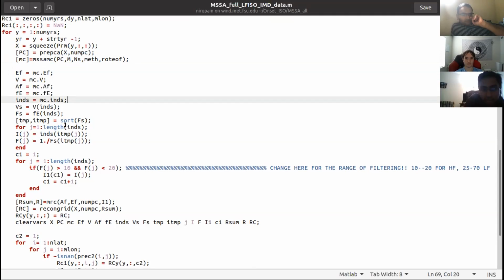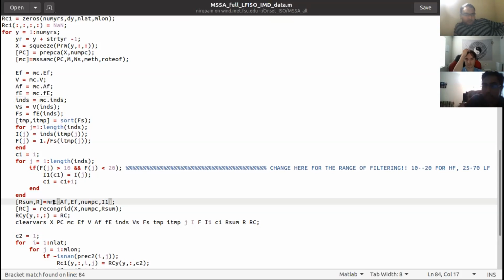You can just run through this code, and then you can understand what I have done here. That would be easier than my saying what I have done. What I have done is take all those frequencies with more than 10 days periodicity and less than 20 days periodicity. If that condition is fulfilled, then I take all those indices and store them in I1.